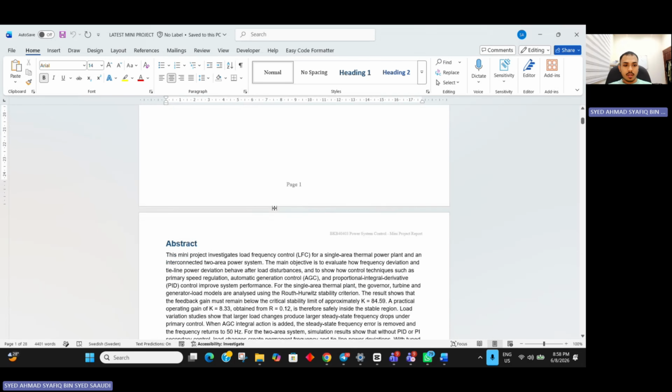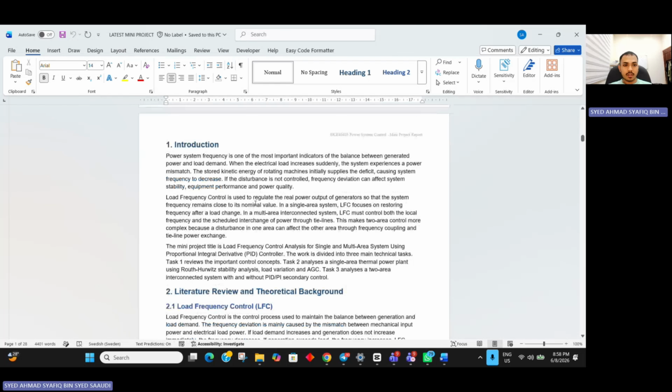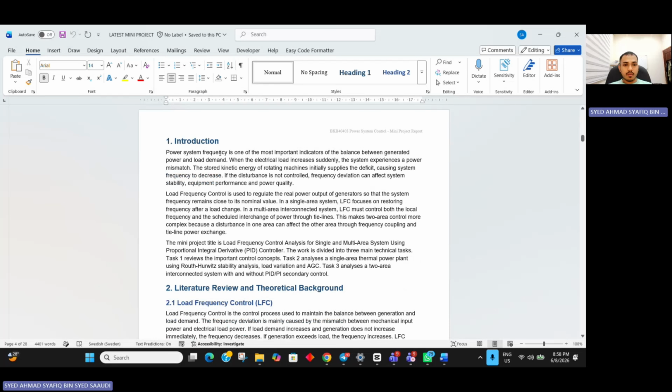So today I will make a presentation about the introduction. Basically, the power system frequency is one of the most important indicators of the balance between generated power and load demand. When the electrical load increases suddenly, the system experiences a power mismatch. The stored kinetic energy of rotating machines initially supplies the deficit, causing the system frequency to decrease. If the disturbance is not controlled, the frequency deviation affects system stability, equipment performance, and power quality.